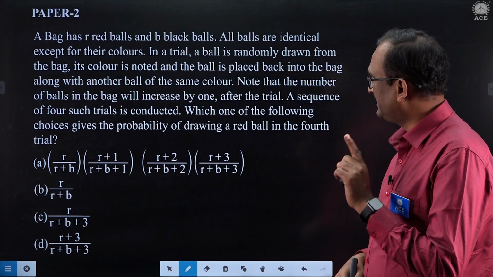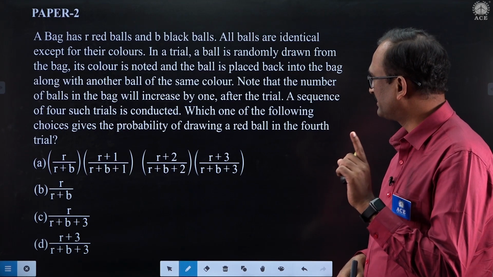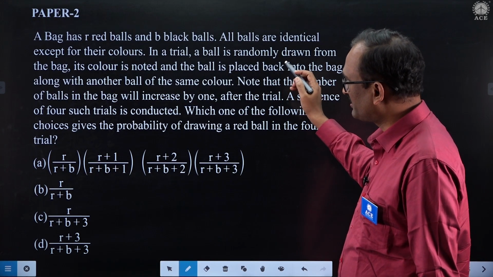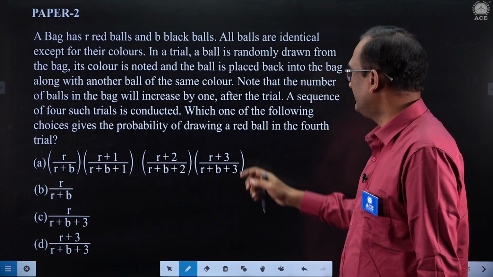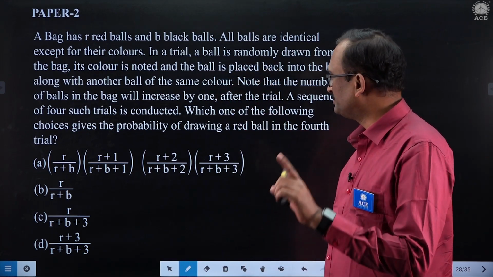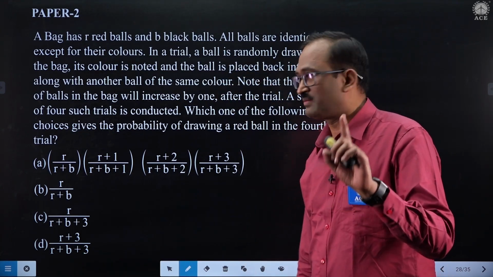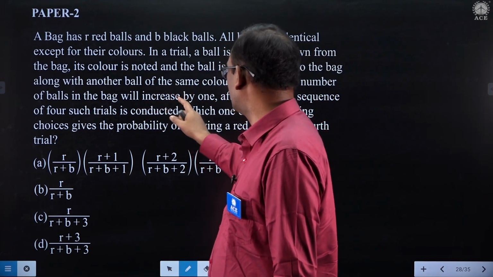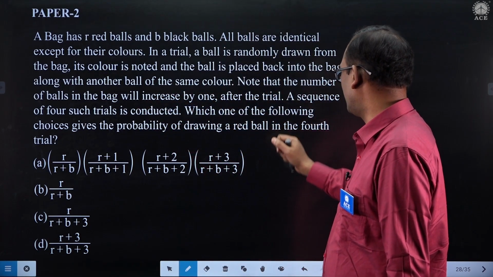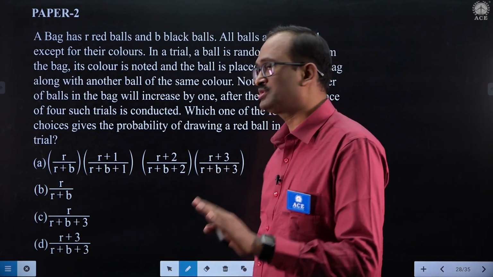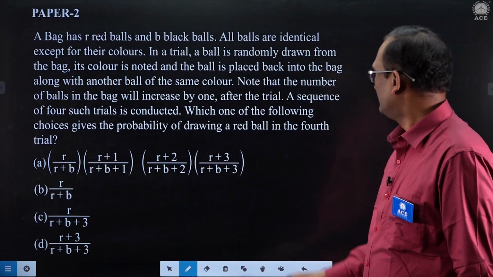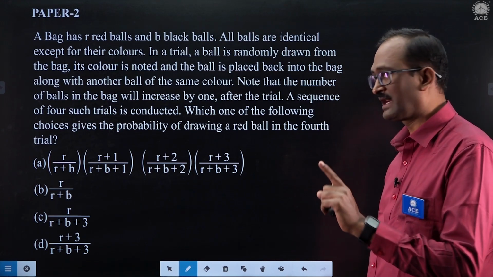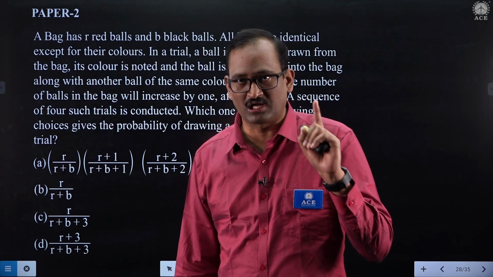All balls are identical except for their colors. In a trial, a ball is randomly drawn from the bag and its color is noted, and the ball is placed back into the bag along with another ball of the same color. Note that the number of balls in the bag will increase by one after each trial. A sequence of 4 such trials are conducted. Which one of the following choices gives the probability of drawing a red ball in the fourth draw?